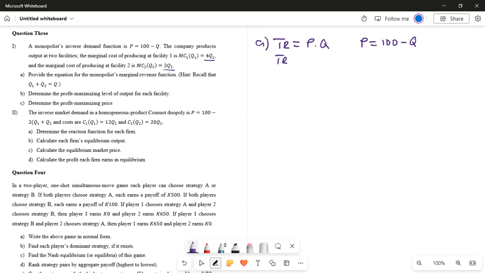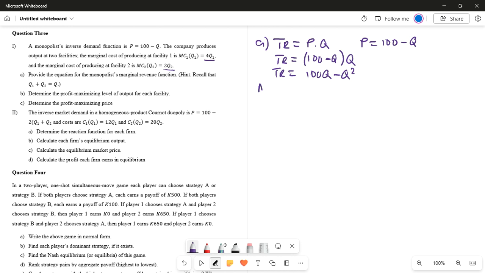So total revenue is equal to 100 minus Q. We're multiplying this by Q, right? Therefore, total revenue is equal to 100Q minus Q squared. This is after multiplying this Q outside by everything in the brackets, right?